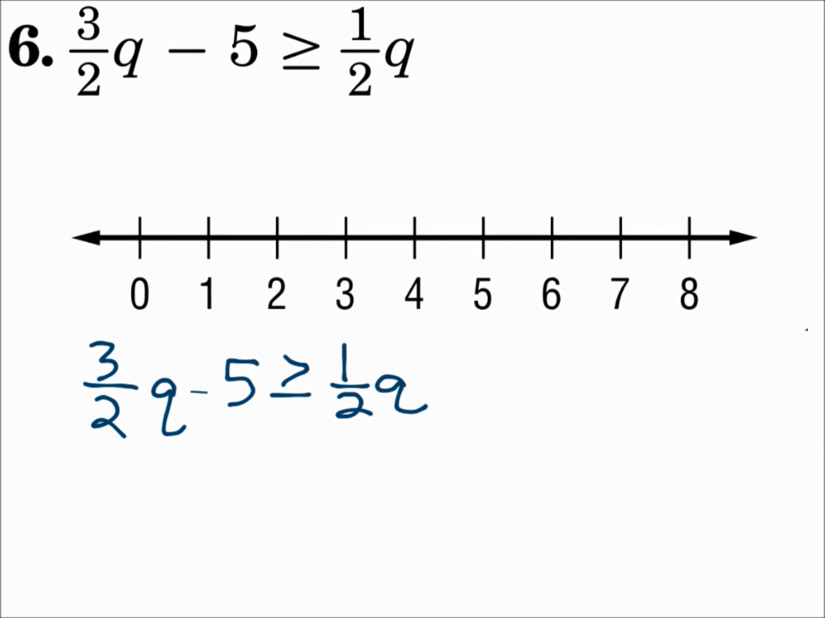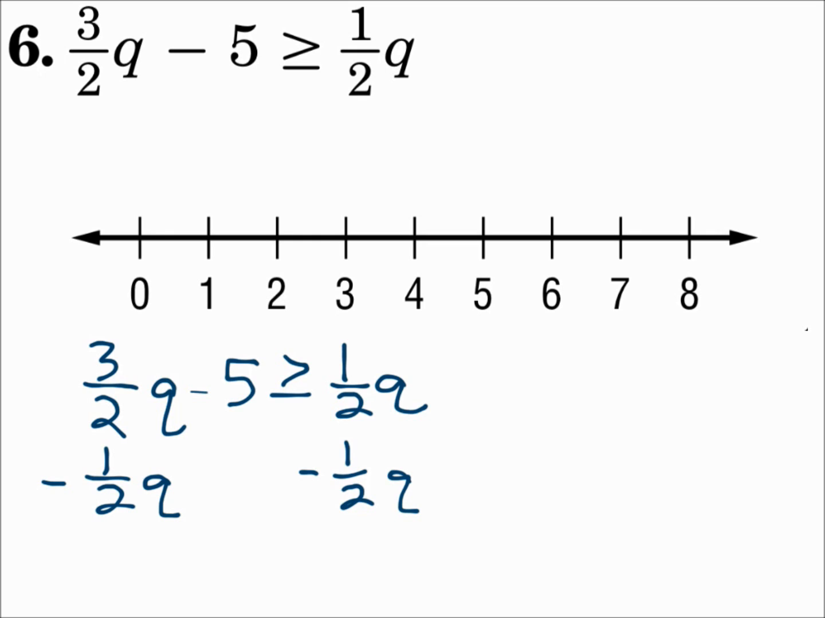Number 6, 3/2 q minus 5 is greater than or equal to 1/2 q. Well, you have variables on both sides, so let's get them together. Since 3/2 q is more than 1/2 q, let's move the 1/2 q. It's a positive 1/2 q, so we'll subtract it from both sides.